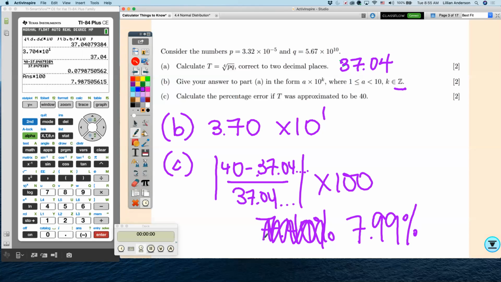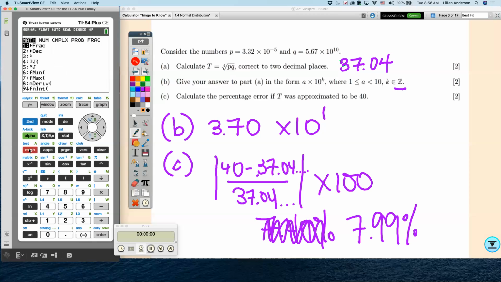Questions on any of the foundational stuff on this problem? Math, number is where absolute value is.